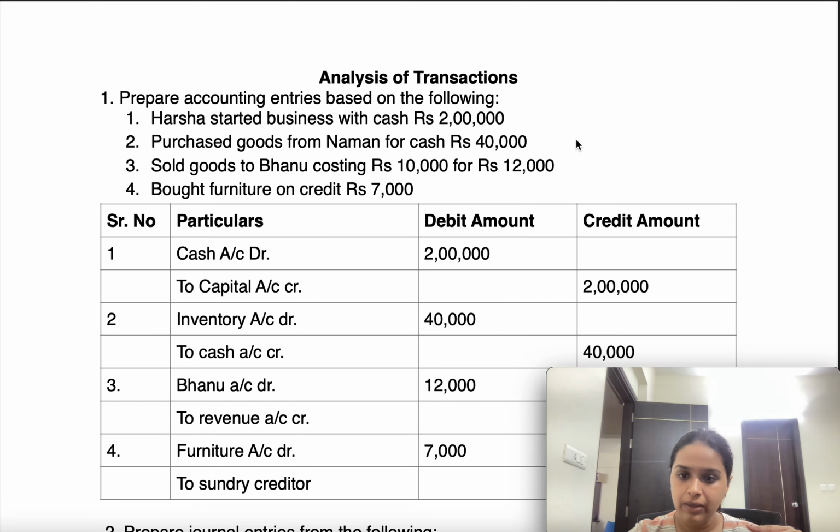So what is coming into the business? Goods, inventory, right? Inventory account debit. And what other thing goes out from the business? Cash. To cash account credit, right?